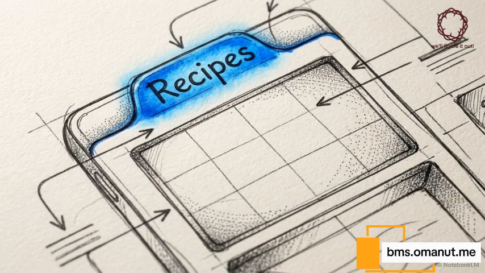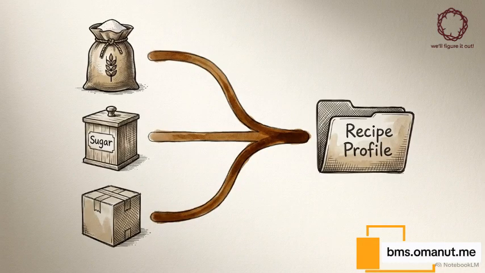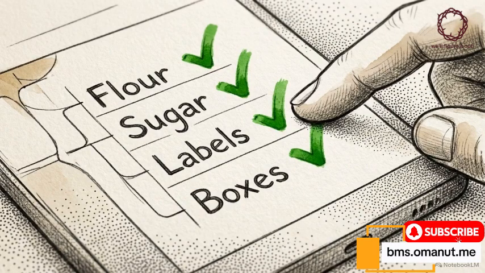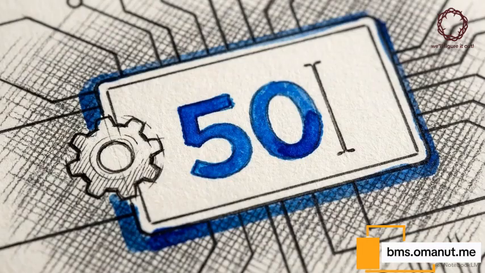Step 2. Navigate to your Recipes tab to build the master blueprint for your final product. Here, select the raw materials you just entered and link them directly to this specific recipe profile. Make sure you link your boxes and labels alongside your ingredients. This ensures your packaging expenses are permanently tied to the product. Next, locate the batch yield field. Enter the precise number of finished units that a single production cycle produces.